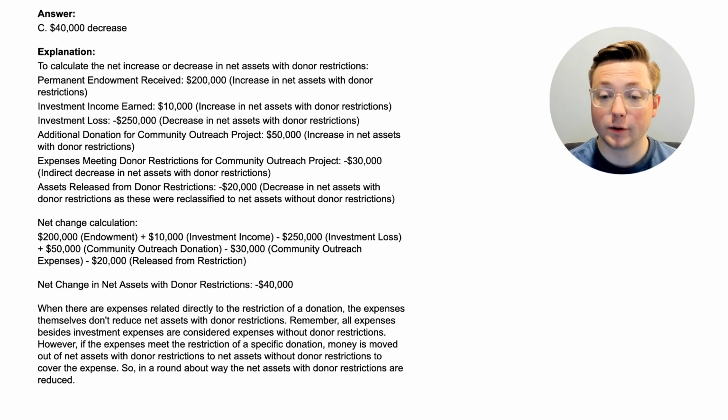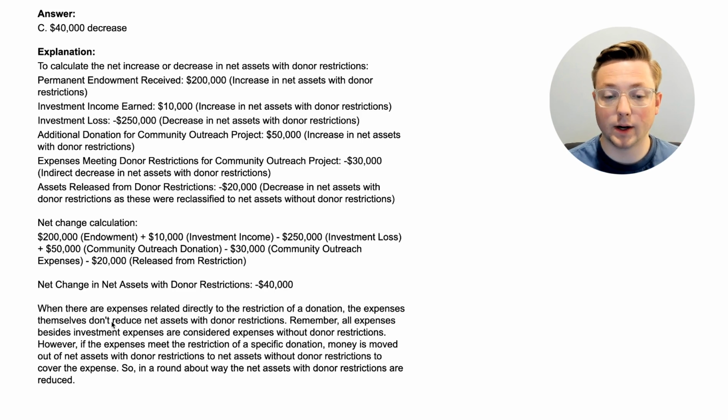Expenses meeting donor restrictions for community outreach project, that was $30,000 of expenses, and that indirectly decreases the net assets with donor restrictions, and we'll talk about that in a second. And then the assets released from donor restrictions, they move it from with donor restrictions to without donor restrictions, so that also decreases it. So overall, you take the endowment, you add the investment income, you subtract that investment loss, you add the donation for the community outreach program, you subtract the expenses, and again, this is in a roundabout way. We're going to talk about that in a second. And then you subtract the $20,000 released from restriction. So overall, you have a net decrease in net assets with donor restrictions of $40,000.